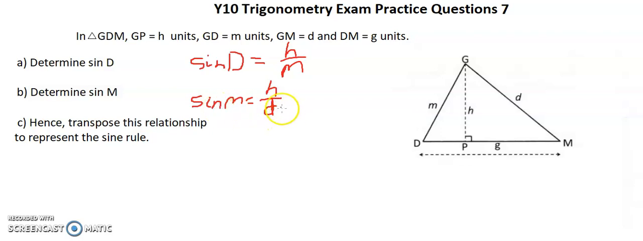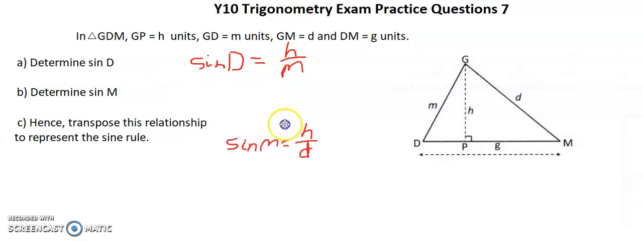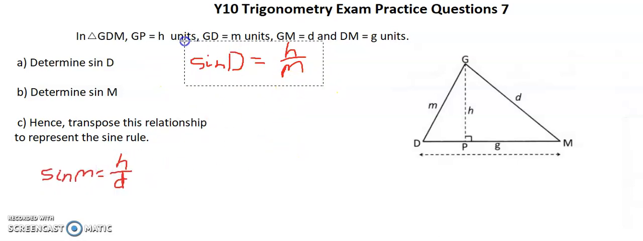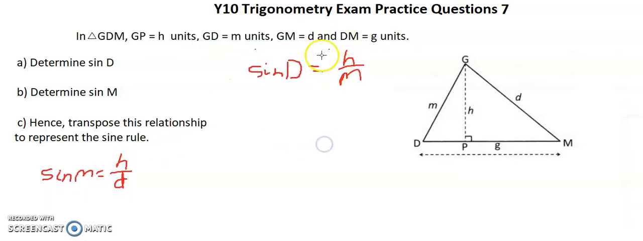So if I get rid of the fraction, I'm going to be left with H on this side. So I'm just going to move my first answer. Now I'm going to look at the first equation of sine D equals H divided by M. To get H by itself, I'm just going to times both sides by M. That leaves me with M sine D is equal to H.